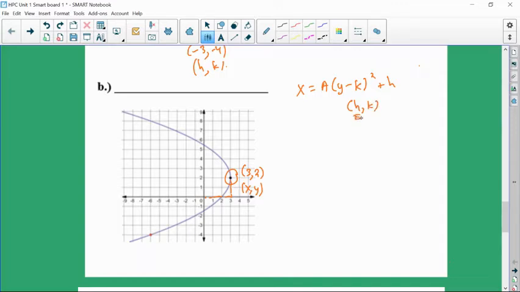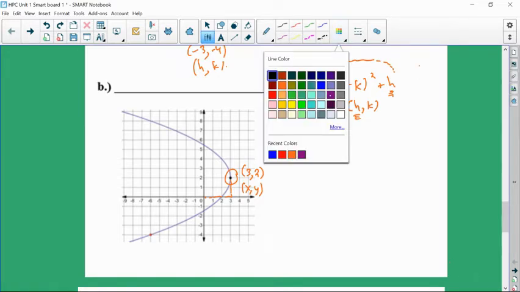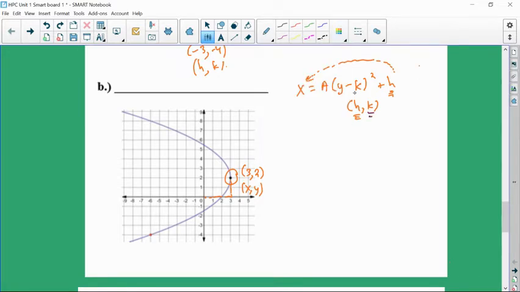Just remember the h, which is the x component, modifies the x variable. And then the k, which is the y component, modifies the y coordinate. So if I know that my x is 3 and my y is 2, putting them in the appropriate spot, x equals a, y minus k, so the y value is 2, so y minus 2 squared plus 3.